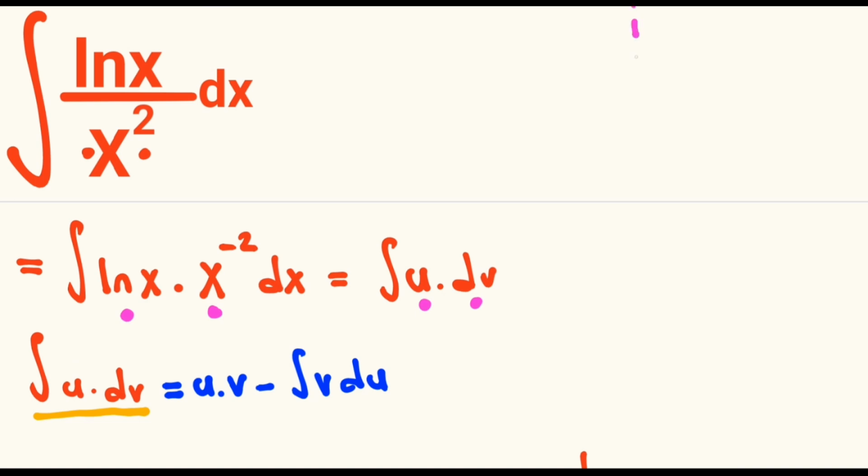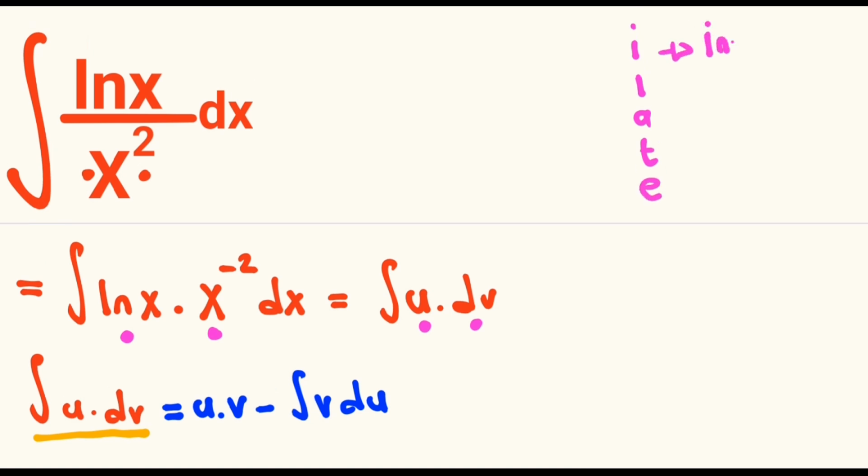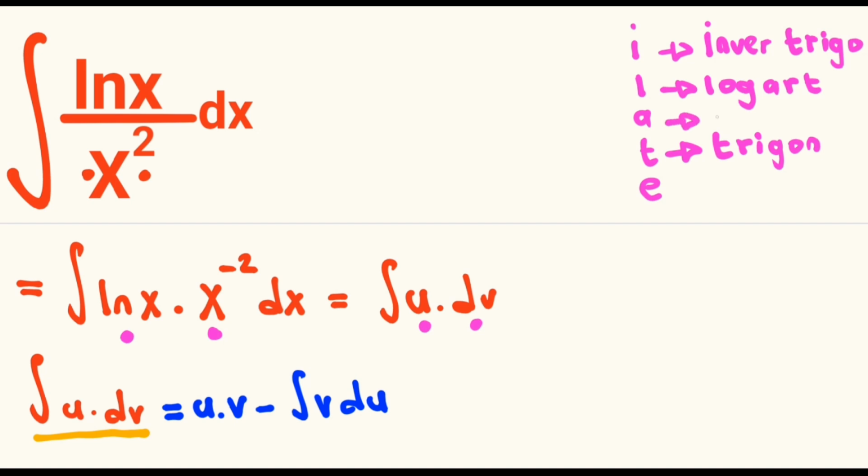So the ILATE rule has I, L, A, T, and E, where the I stands for the inverse trigonometric function, and the T stands for just the trigonometric function, and the L stands for the logarithmic function, while the A stands for the algebraic function, and the E stands for the exponential function.